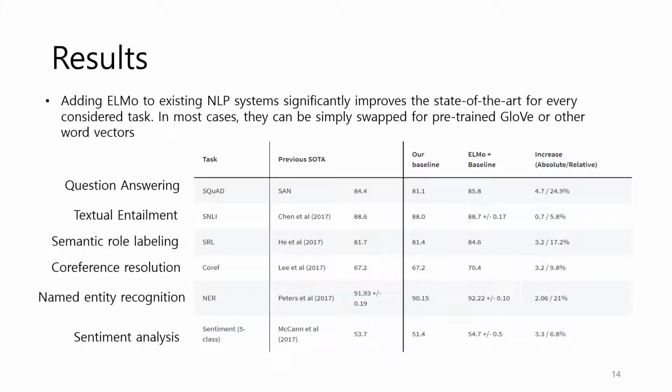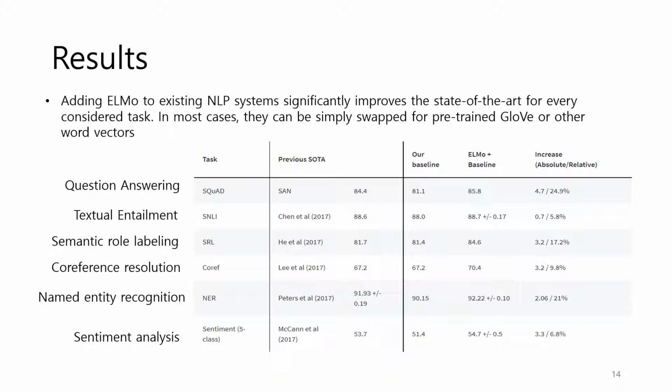Here are the results. This is the test set comparison of ELMo enhanced neural models with state-of-the-art single model baselines across 6 benchmark NLP tests. We can see that there are improvements on every NLP test when they use ELMo.